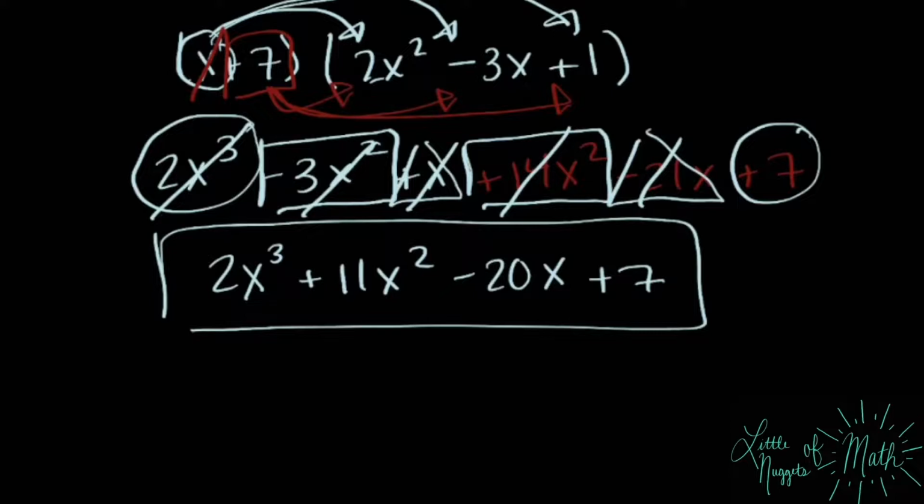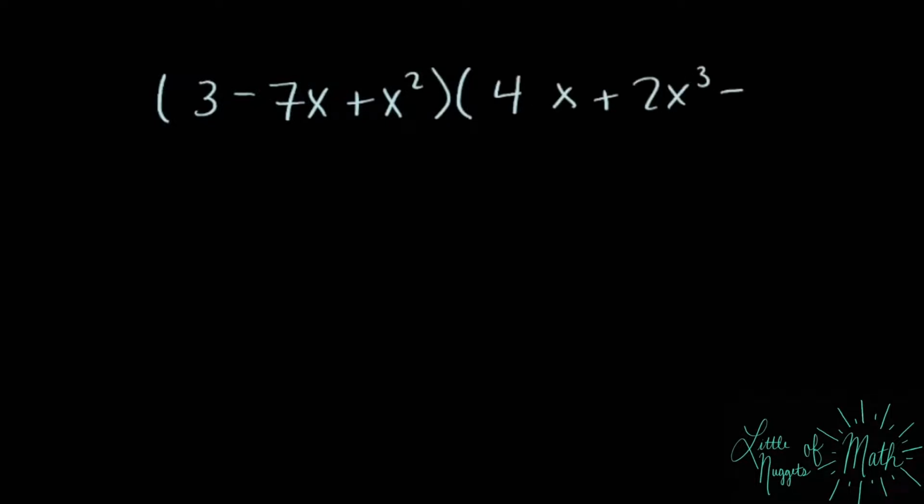One last example will be multiplying 3 terms by 3 terms, but it doesn't matter how many terms in your polynomials that you're multiplying. You can always find the answer by using the distributive property. So for this last example, we'll do 3 minus 7x plus x squared times 4x plus 2x to the third minus 5. The bigger your polynomials, the more important it is to make sure that you are being organized.